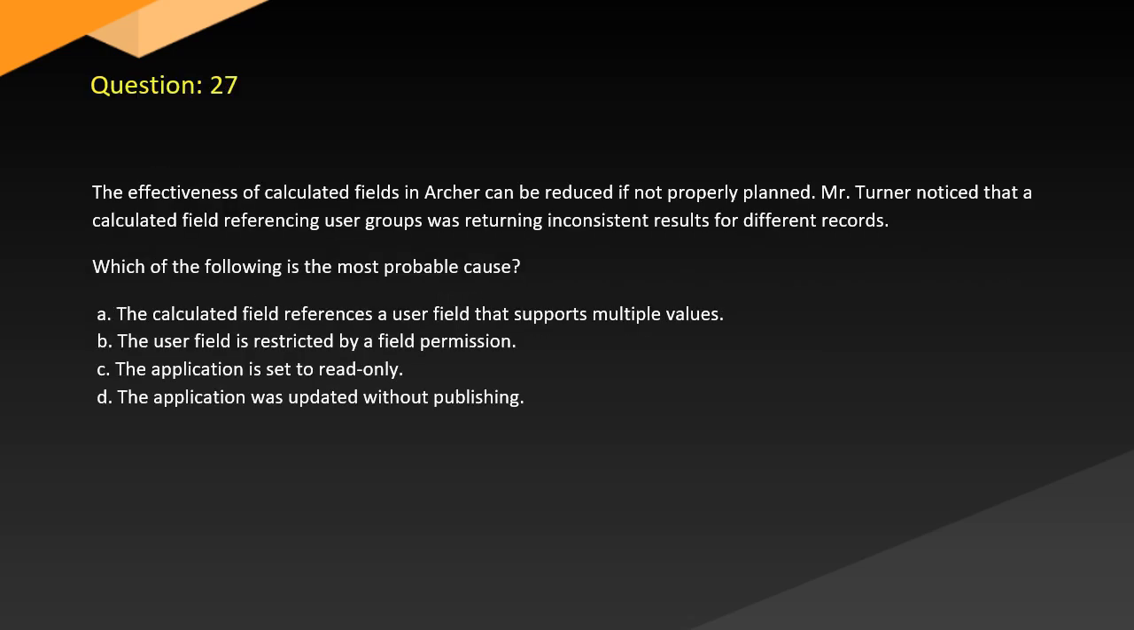Question 27. The effectiveness of calculated fields in Archer can be reduced if not properly planned. Is Ling noticed that a calculated field referencing user groups was returning inconsistent results for different records. Which of the following is the most probable cause? A. A calculated field references a user field that supports multiple values. B. The user field is restricted by a field permission. C. The application is set to read only. D. The application was updated without publishing.